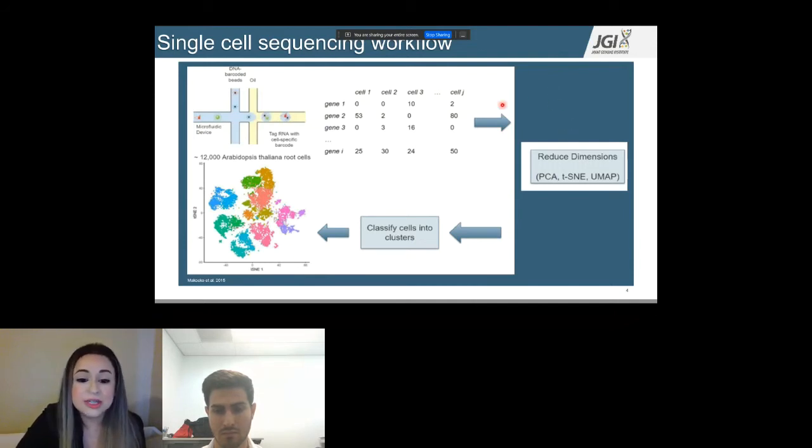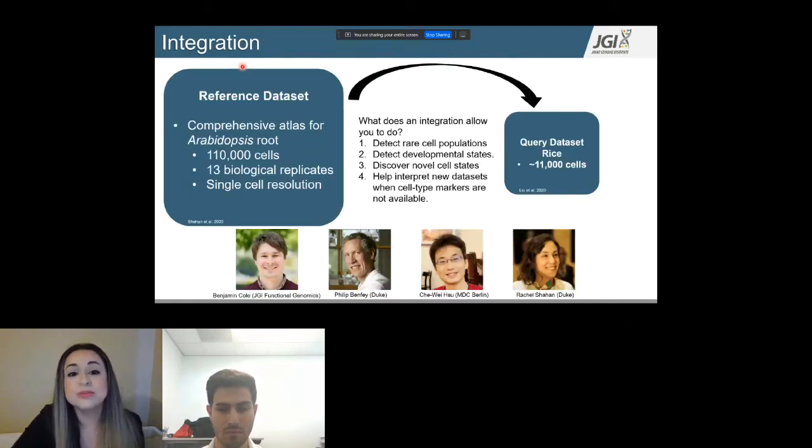Then you can group cells into clusters based on the expression patterns. Once you've sequenced the transcriptomes of your individual cells, you can use a reference data set to learn more about your query data set through a process called integration. And this is when you combine 2 or more data sets into a shared space for joint analysis.